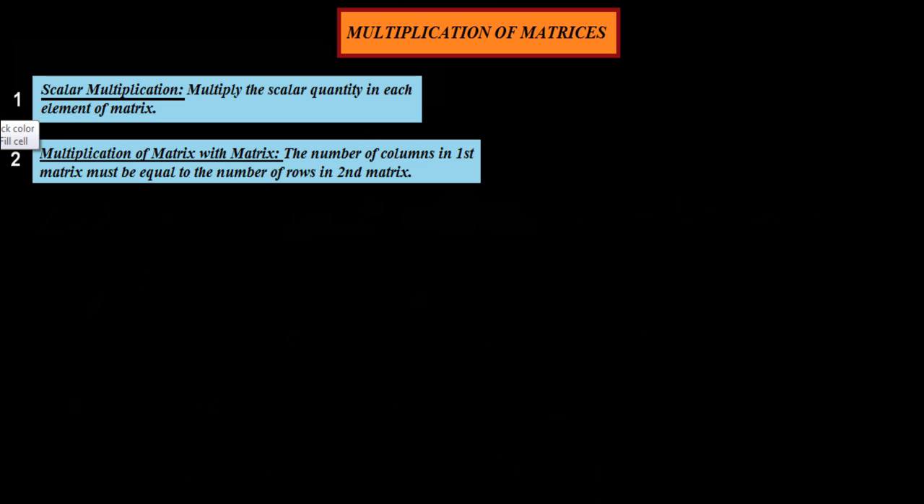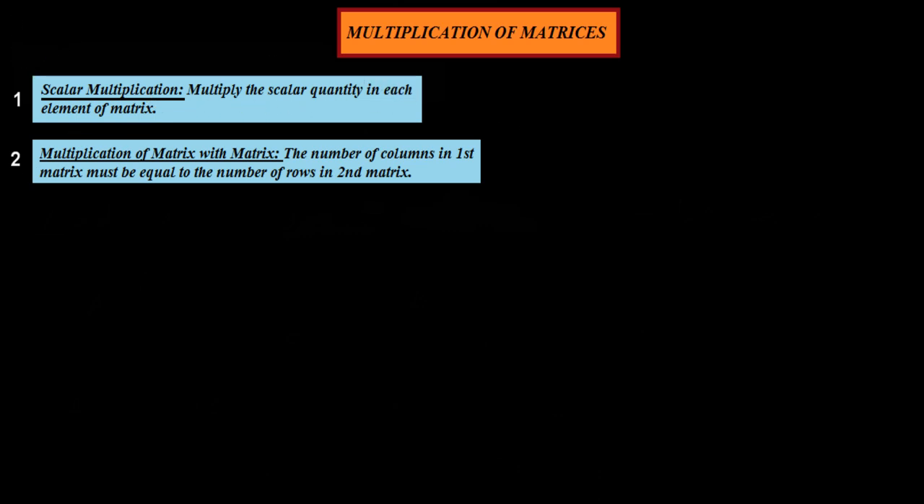In this session, we will study the multiplication of matrices. Here we have two sorts of multiplication of matrices. Number one is scalar multiplication: multiply the scalar quantity into each element of the matrix. The second one is multiplication of a matrix with a matrix. I will explain that later. First we see the scalar multiplication.